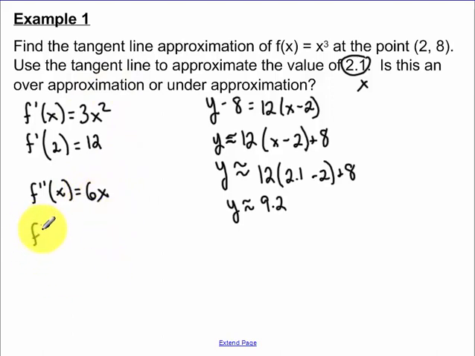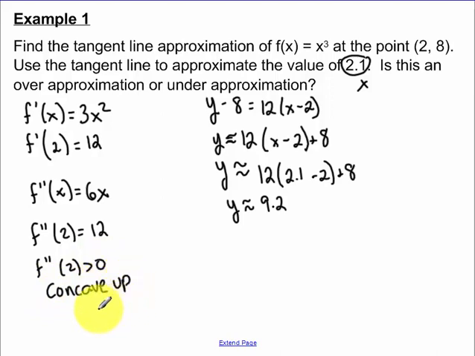6x. Our second derivative evaluated at 2 is 12 again. I'm sorry, I was looking at that and I was like, that's kind of fun. So our second derivative at 2 is greater than 0, so we are concave up. When we are concave up, that is an under approximation.